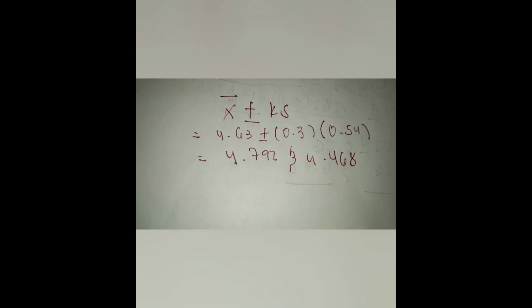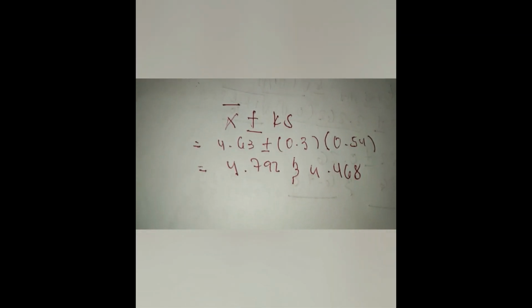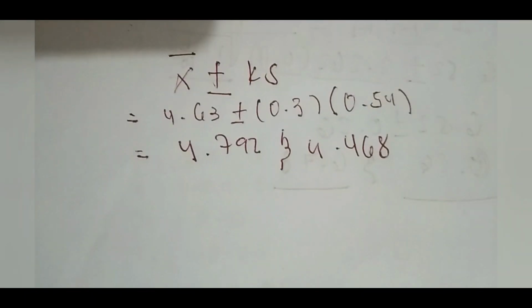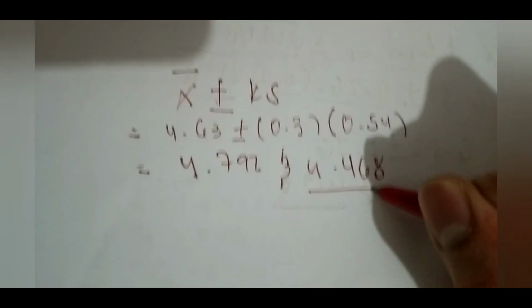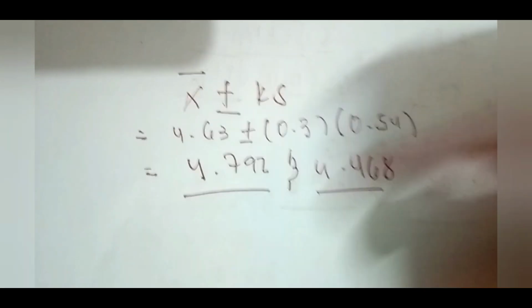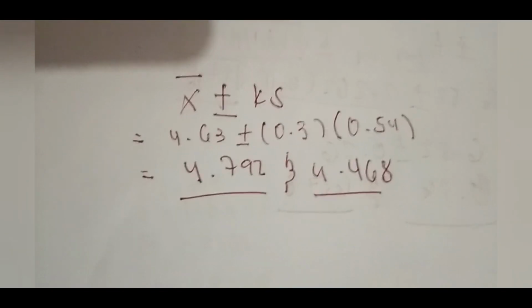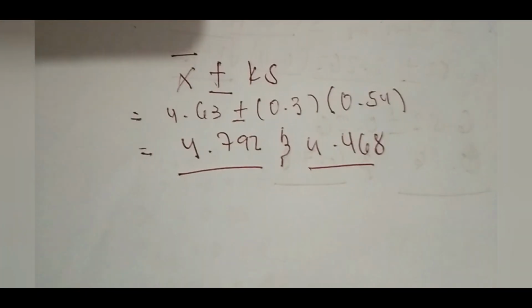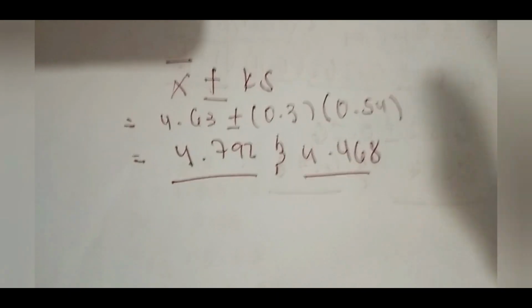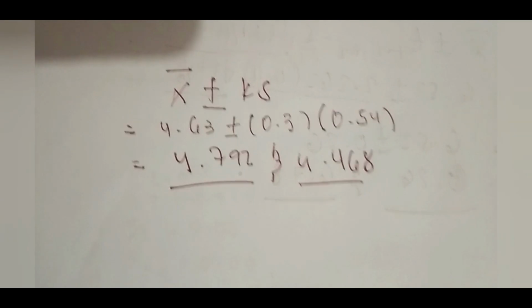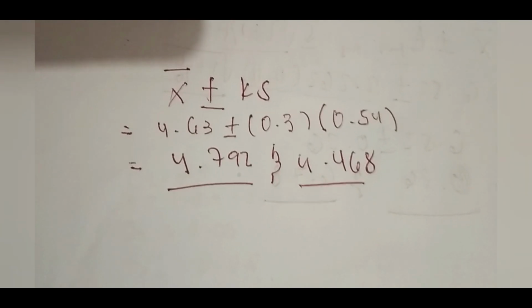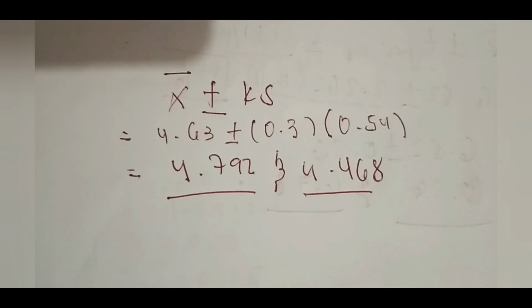So the conclusion is we find that the lower and upper bounds are 4.468 and 4.792. We are 95% confident that the above range covers the central 80% of the white blood cell count.